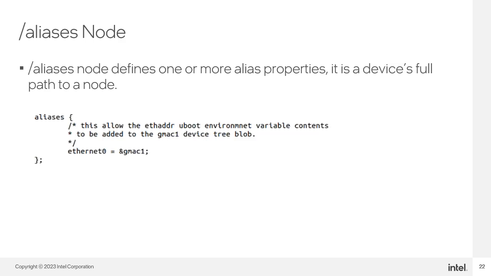Finally, the aliases node defines one or more alias properties, and it is a device's full path to a node.